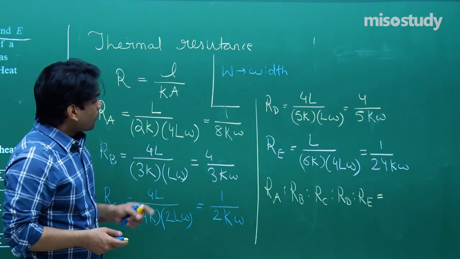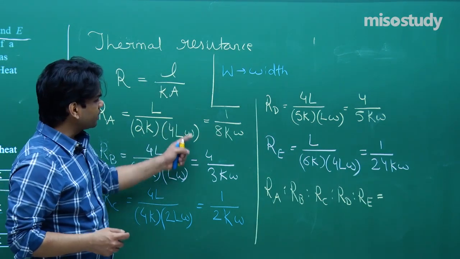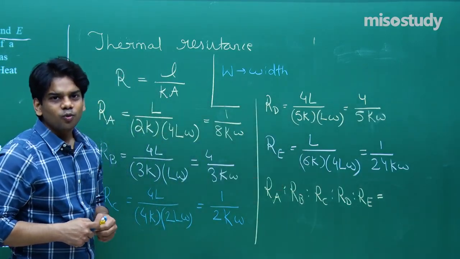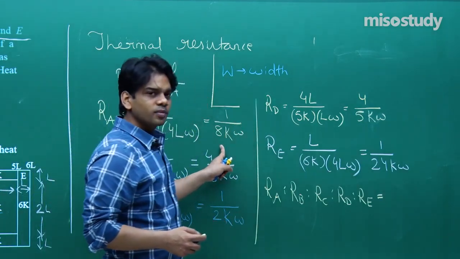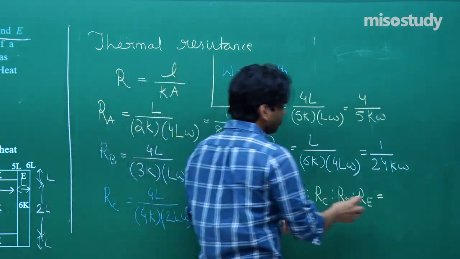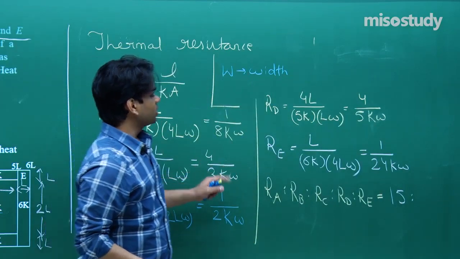What do you do? Multiply by 120 on every side. Why is that? Because if you see the denominators 8, 3, 2, 5 and 24, you will get LCM as 120. So if you multiply by 120, KW is common, that can be cancelled out. So 120 by 8, you will be getting 15. Here if you multiply 120, you get 160.